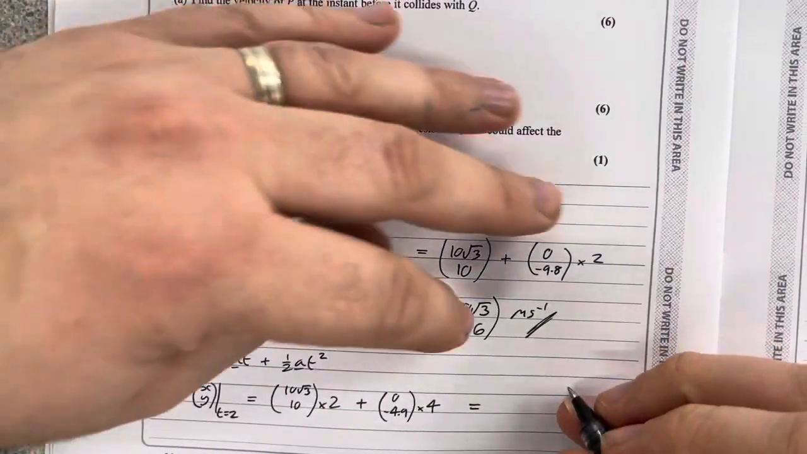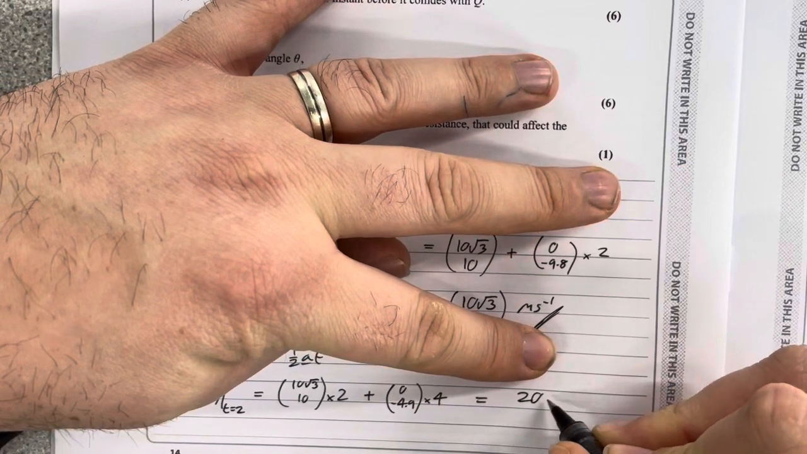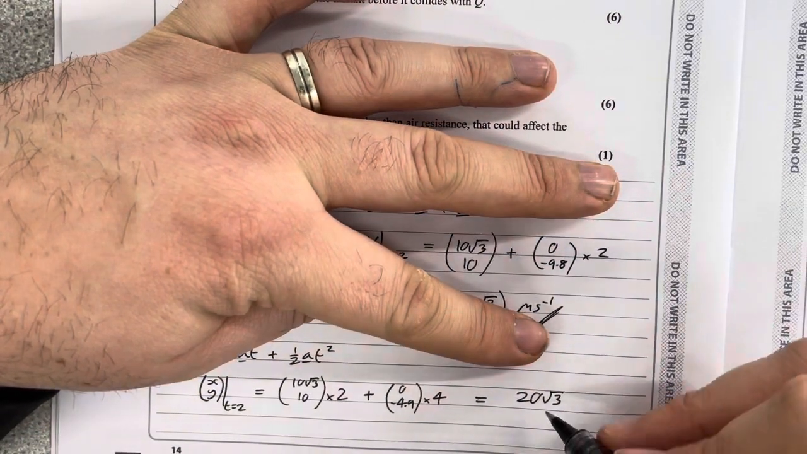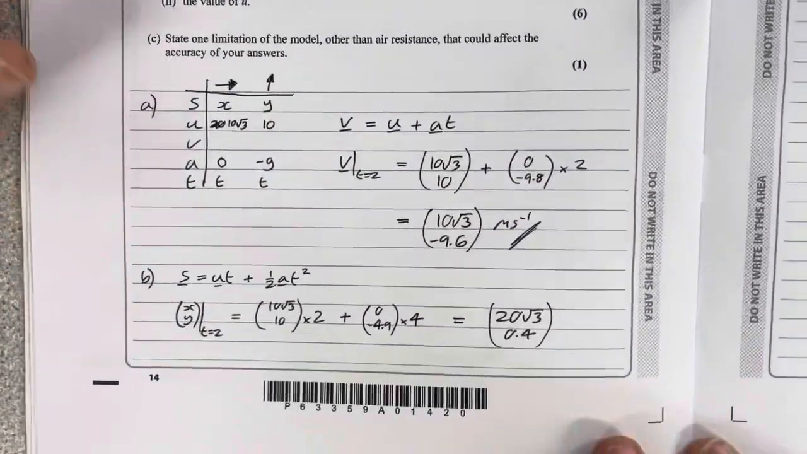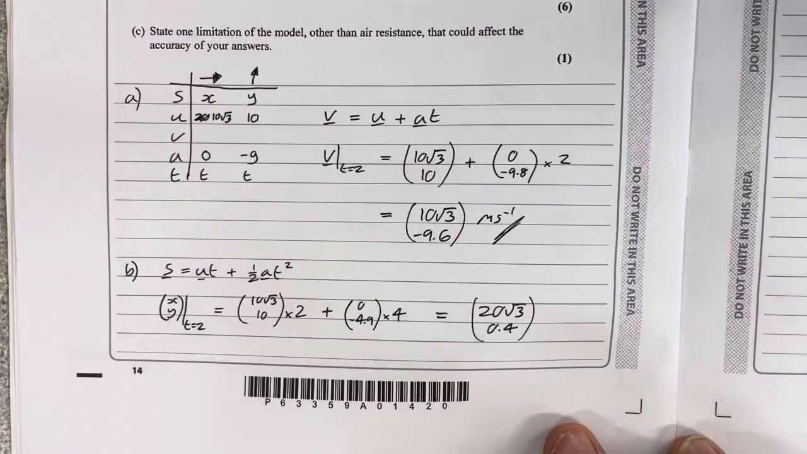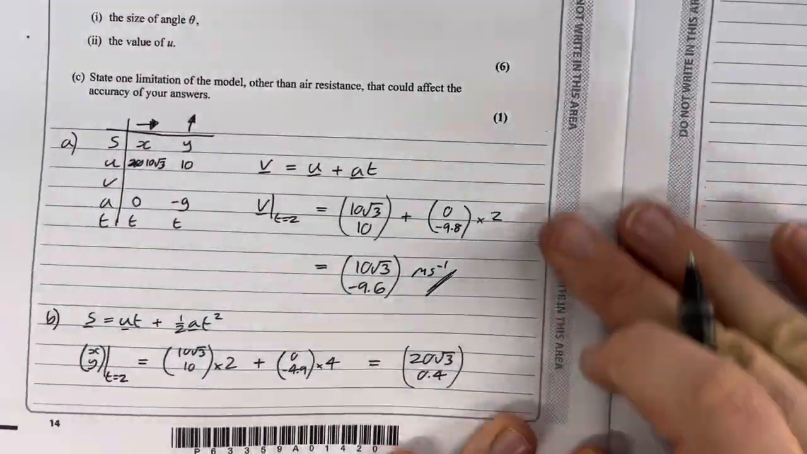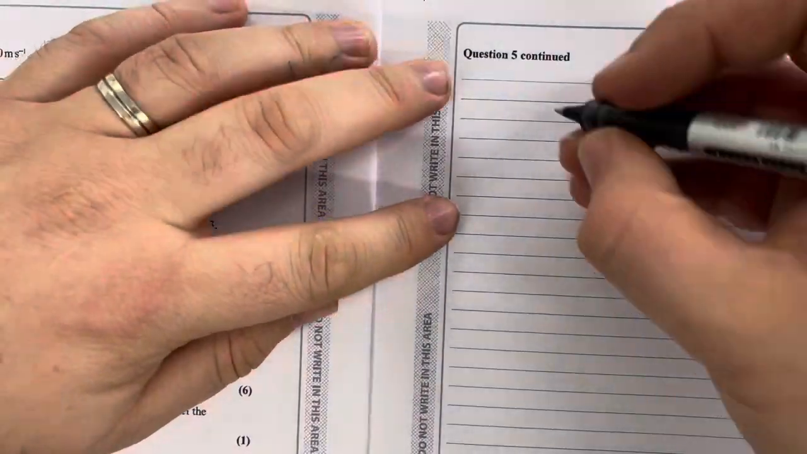So that's going to come out to be 10 root 3 times 2 is 20 root 3, and I get 20 minus 19.6, so it's 0.4. Very, very close to the ground, actually. Okay, let's go with it. All right, so now we know where it is when t is 2.